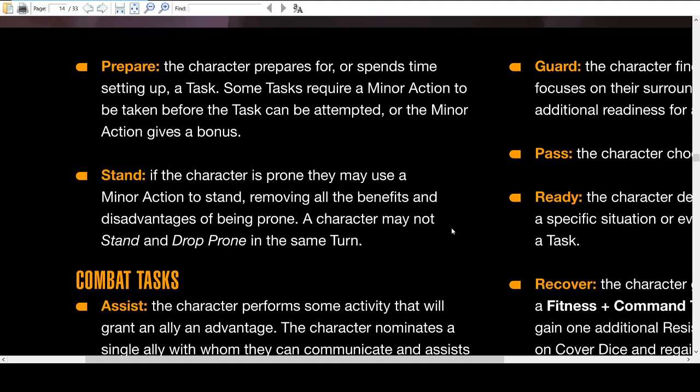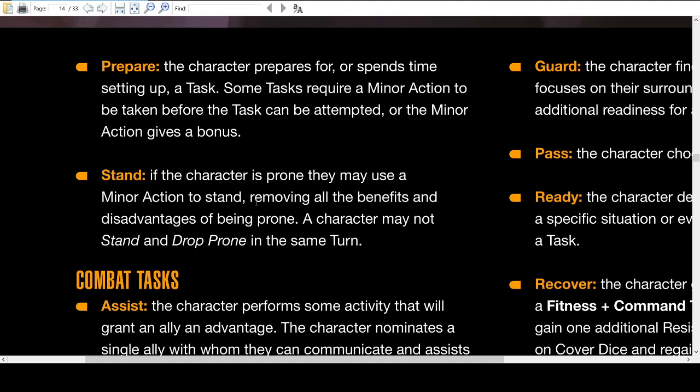Alright, stand. If the character is prone, they may use a minor action to stand, removing all the benefits and disadvantages of being prone. A character may not stand and drop prone in the same turn. So this is repeated both in the prone and stand. So this is a very clear line that, besides what's intended, you're not supposed to stand and go prone in the same turn.